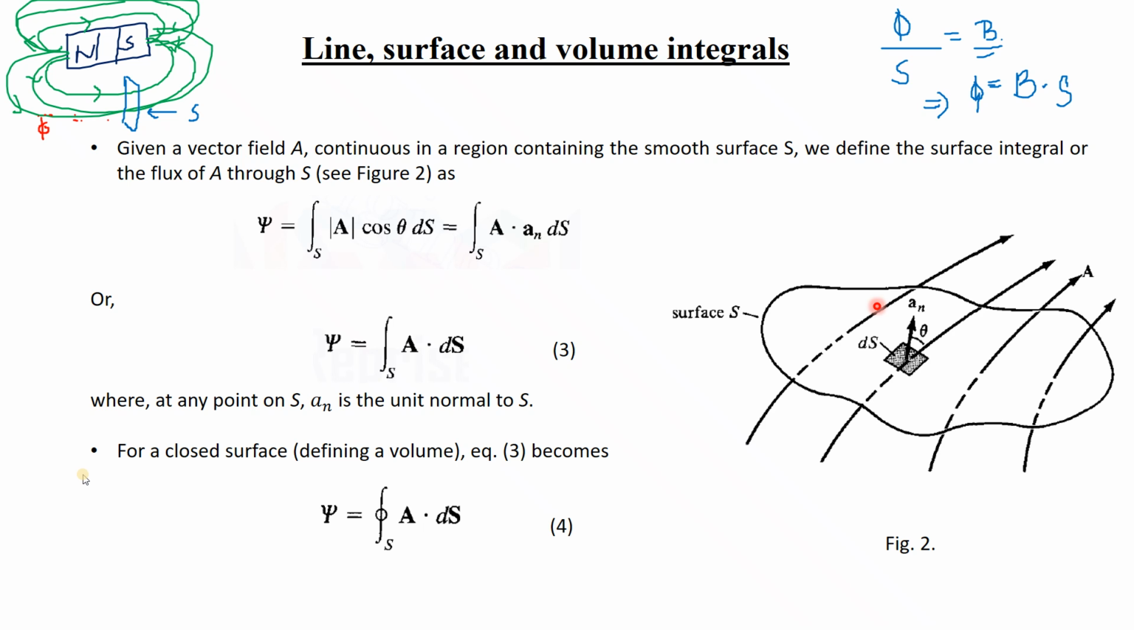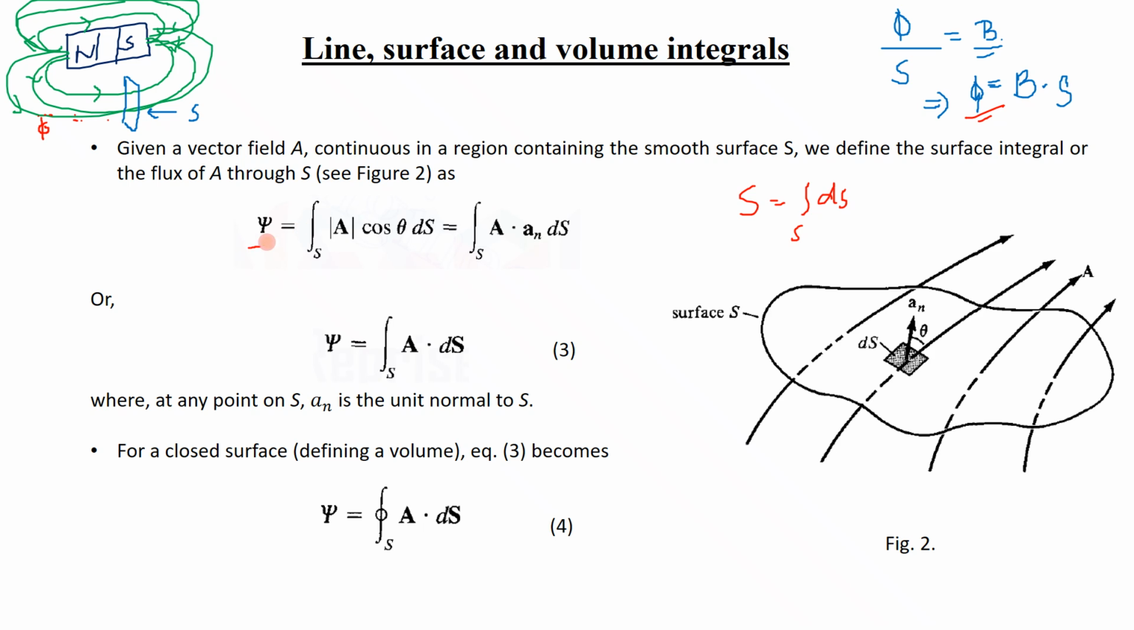For that we have to calculate the surface integral, because this area is not a rectangle. If it is a rectangle, we can easily measure the area by the formula length into breadth. But if it is like this amoeba structure with no particular shape, we have to break this area into small parts and integrate. So S is nothing but the integration of small parts ds.